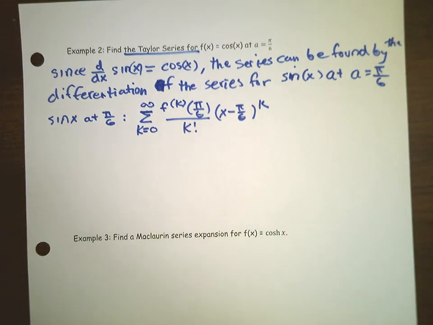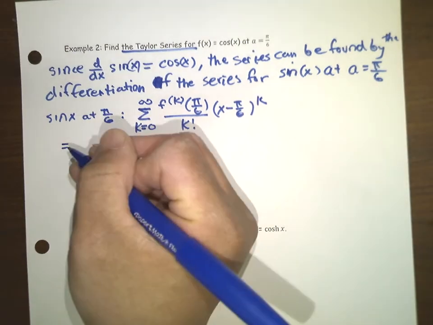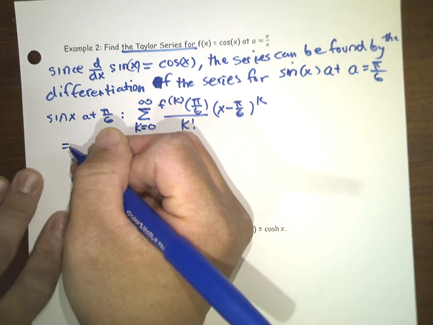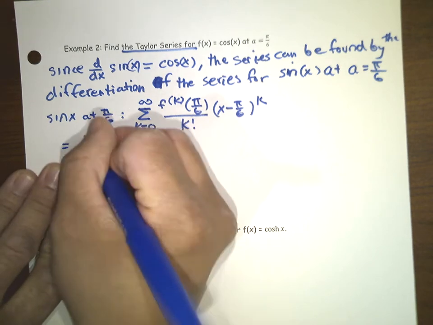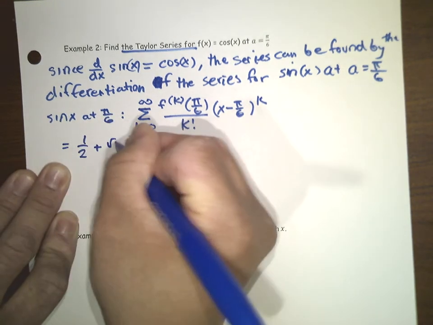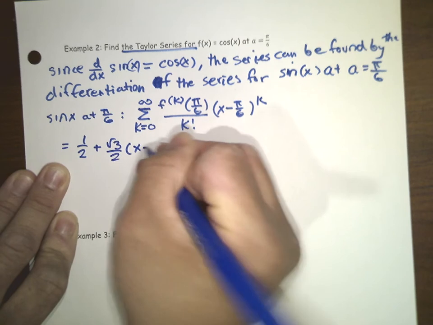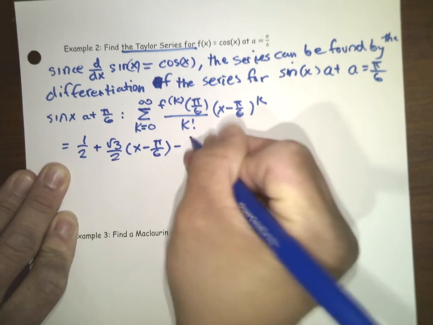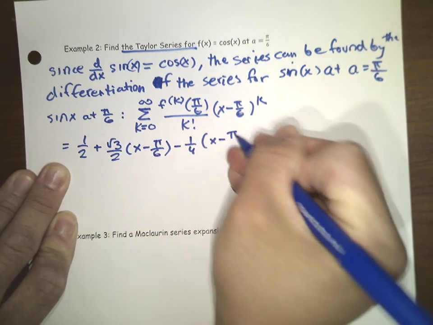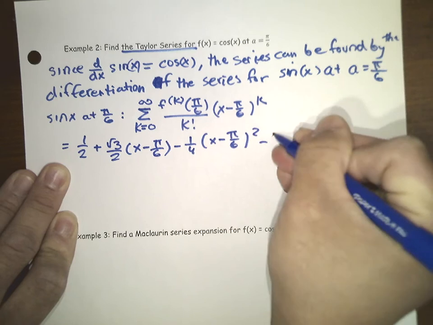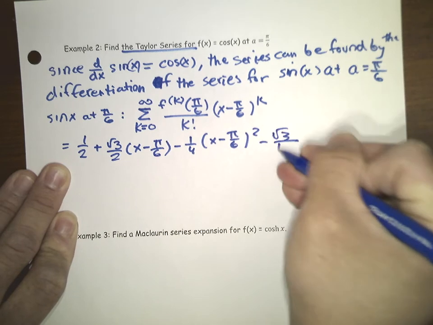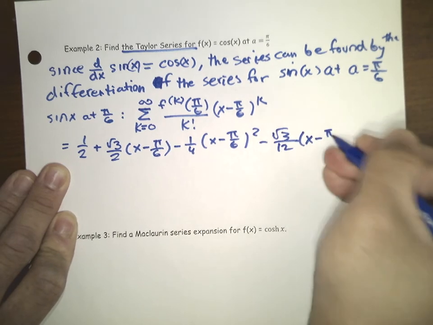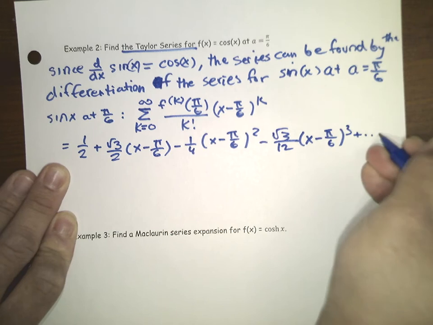So then, if you remember what is going on here, this was equal to what we just had. That would be 1 half, plus root 3 over 2 times (x minus pi over 6), minus a fourth times (x minus pi over 6) squared, minus square root of 3 over 12 times (x minus pi over 6) to the third, and so on.